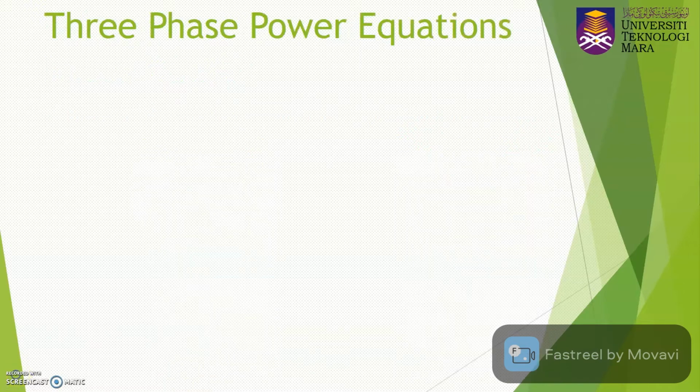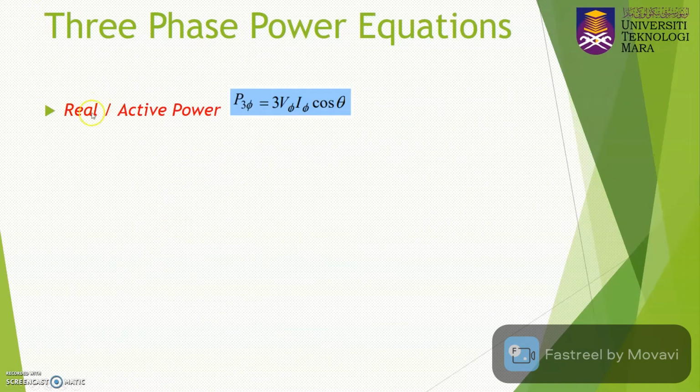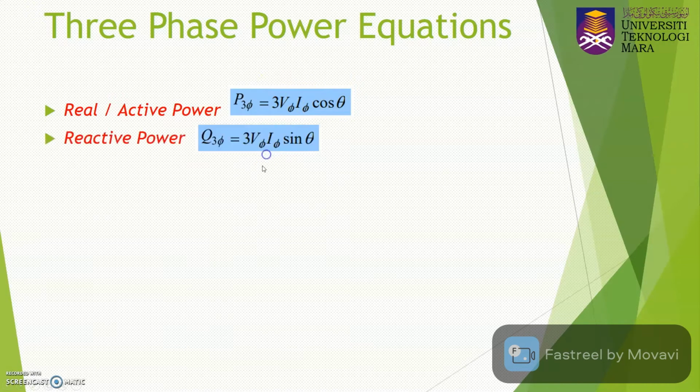Alright. Next, the three-phase power equations. The equation for the real or active power for the three-phase will be equal to 3 multiplied with V phase, I phase cos theta. And then the reactive power of three-phase will be equal to 3 multiplied with V phase, I phase, sin theta. The apparent power of the three-phase will be equal to 3 multiplied with V phase, I phase.